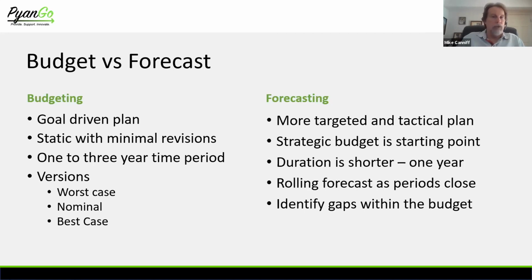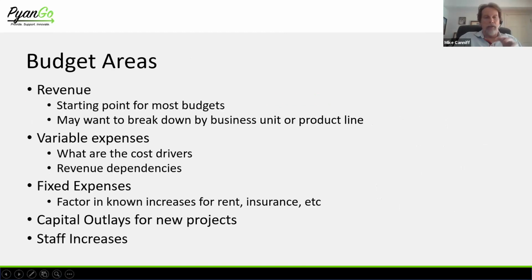And then from there, we should be able to identify any gaps. Do we have excess budget remaining in a particular period that we then want to carry forward into a new period? Or are we over budget and we need to scale back spending in the corresponding period coming up? In different areas that we look at from a budgeting perspective, we talked about revenue, right? That's usually the starting point. You might need to break that down either by business unit or by product. Different organizations will do that differently.